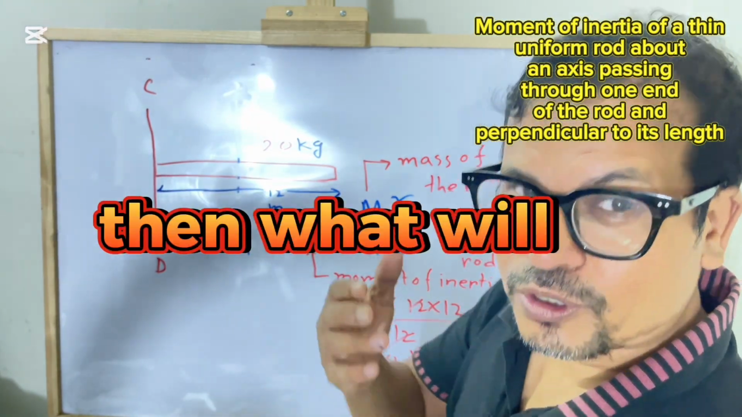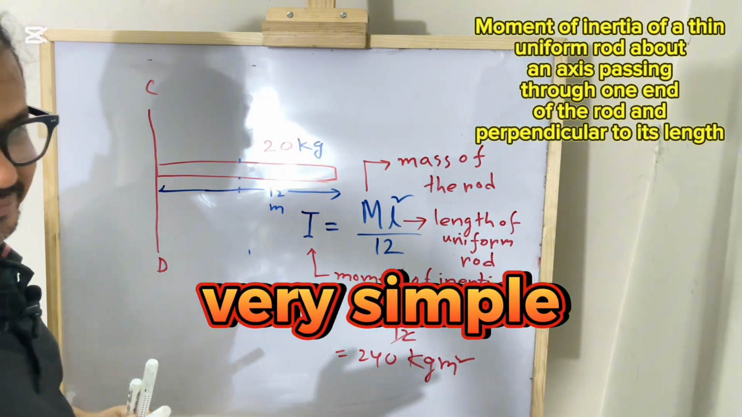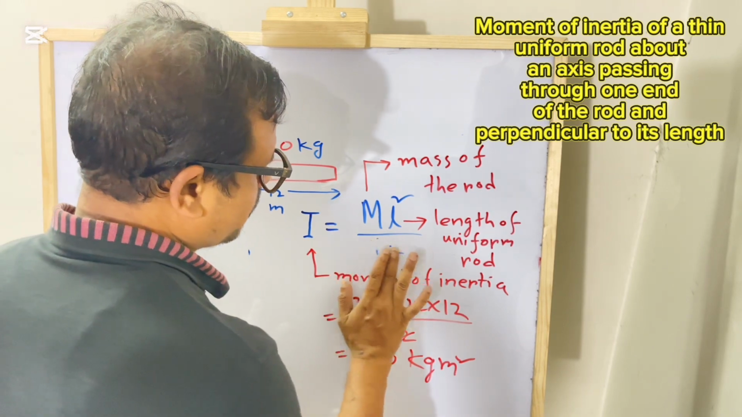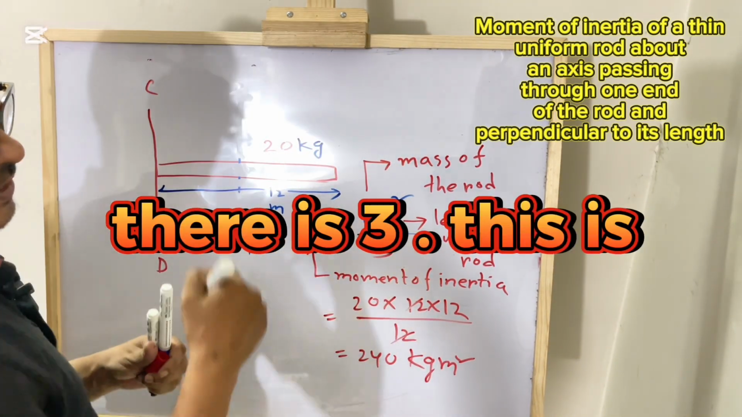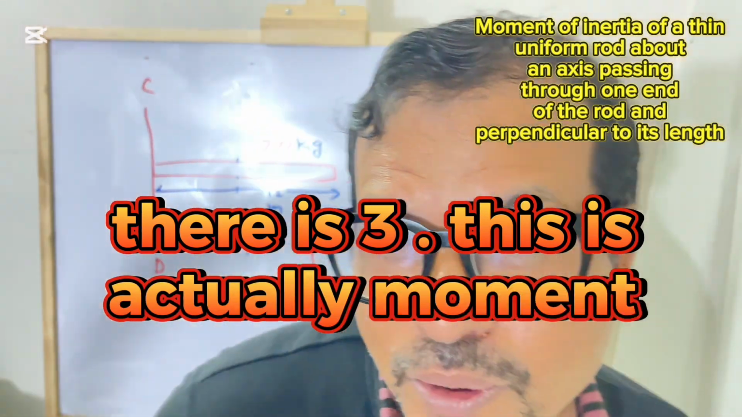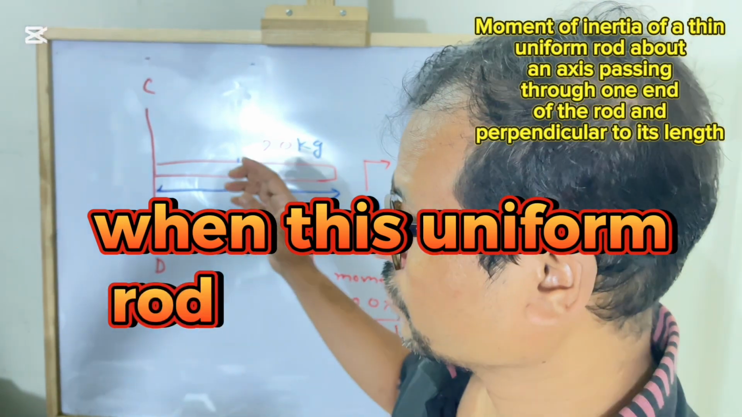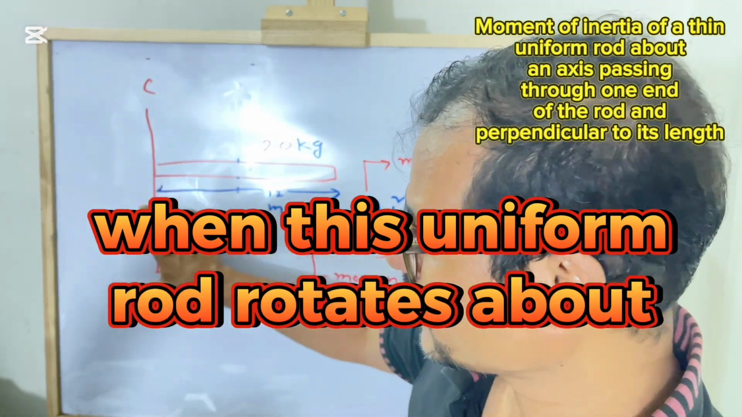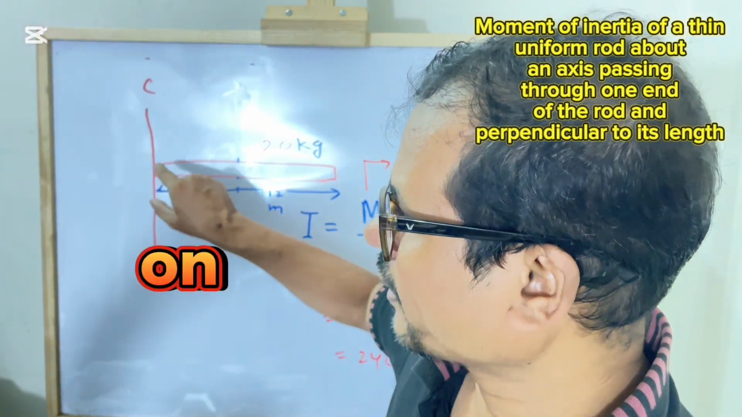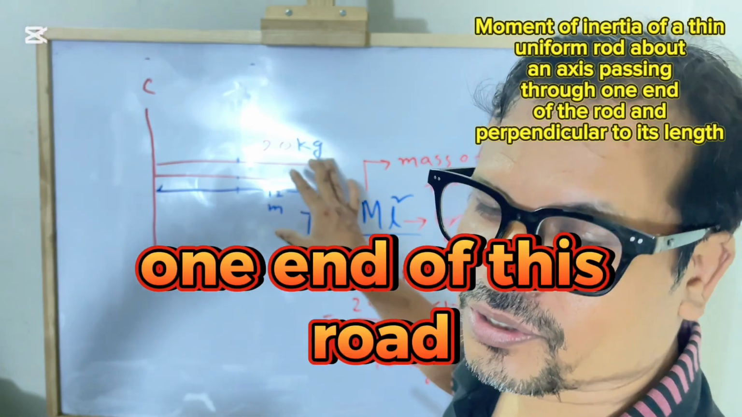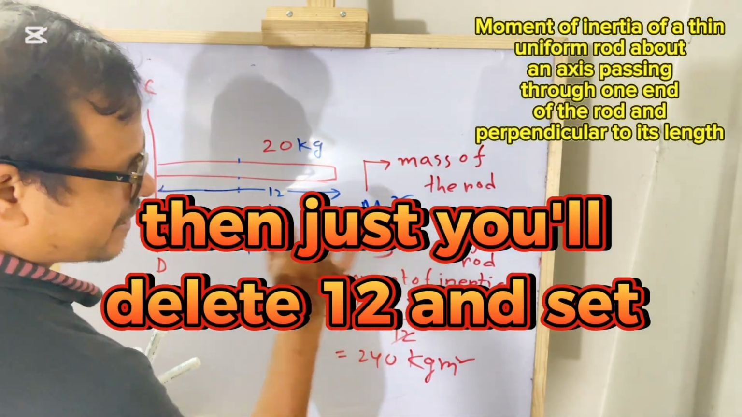Then, what will be the moment of inertia? Could you tell me? Very simple. Not 12 here, it is 3. This is the actual moment of inertia when this uniform rod rotates about CD, which goes through one end of this rod. Then you just delete the 12 and set the 3.